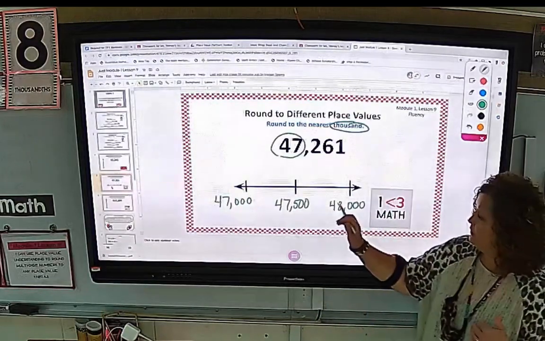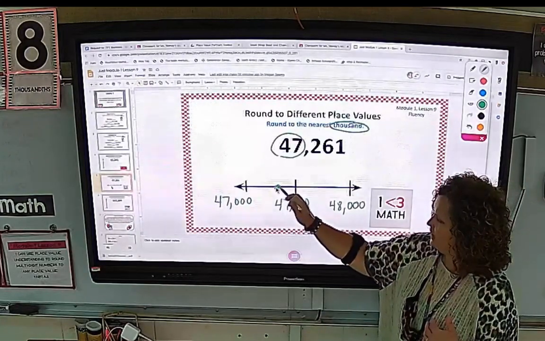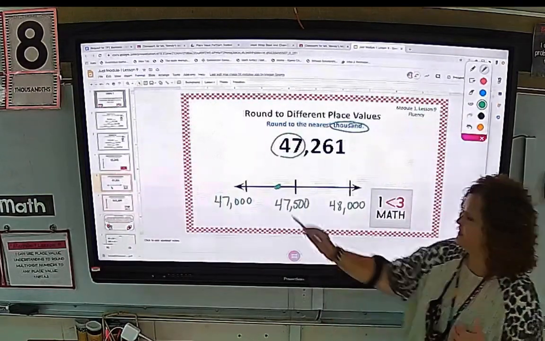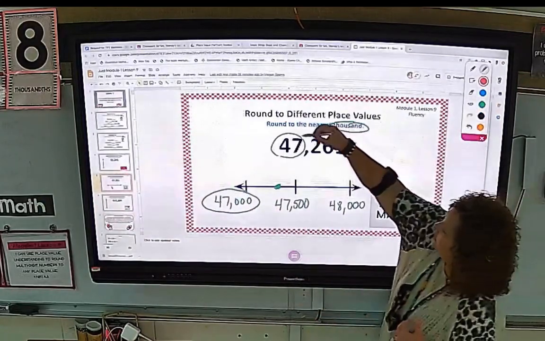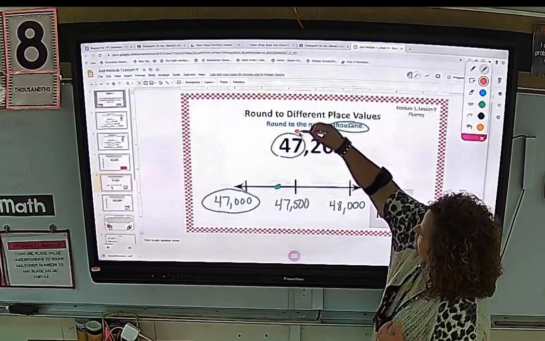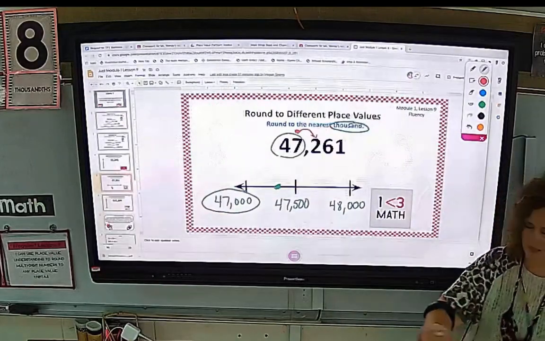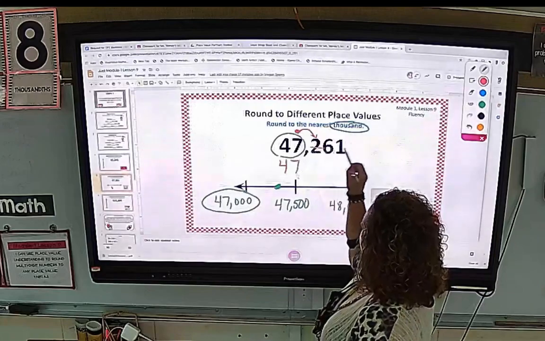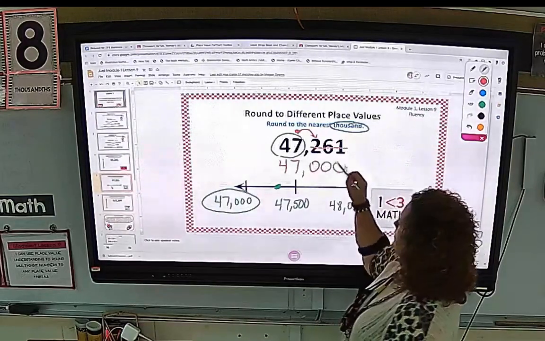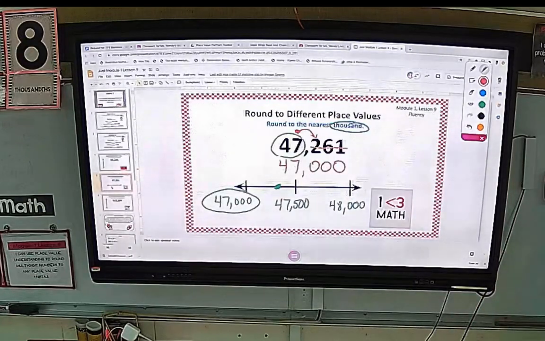Our number would go here. 47,261 is a little bit smaller than half, so it's closer to 47,000. Here is our thousands place. We look next door. That 2 tells it to stay the same. So we keep the 4, we keep the 7, and all of these become zeros. I tried that way and I feel better that way. With some practice, we would all feel better that way, probably.